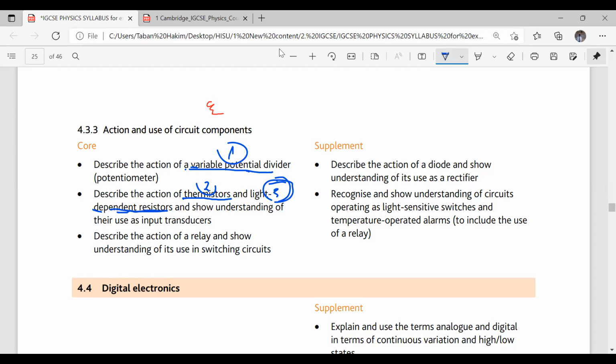Then we had a relay, this was 4. And then we had a diode, this was 5. And then, yeah, that's what I told you to read about. And I gave you the page from our course book.